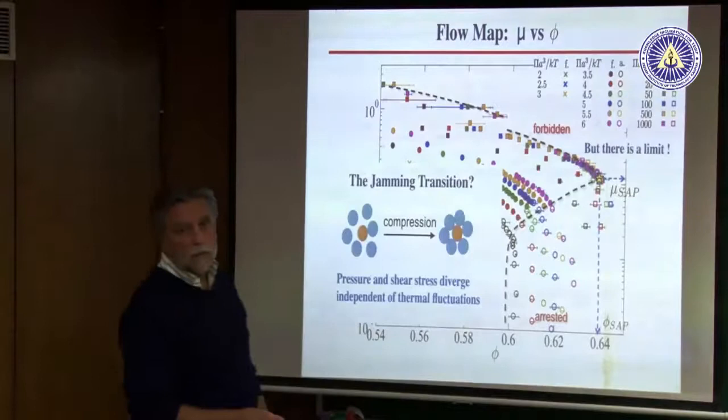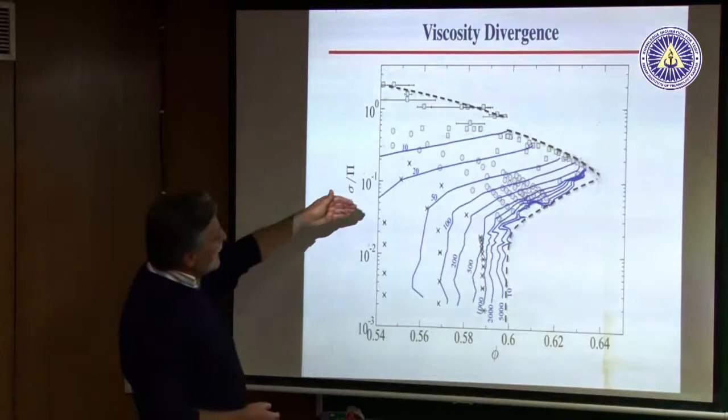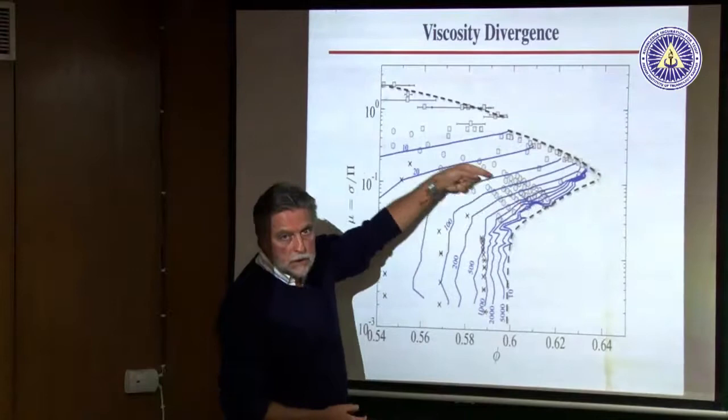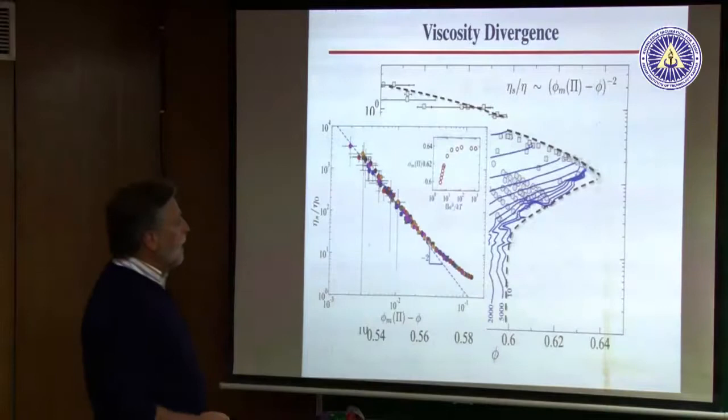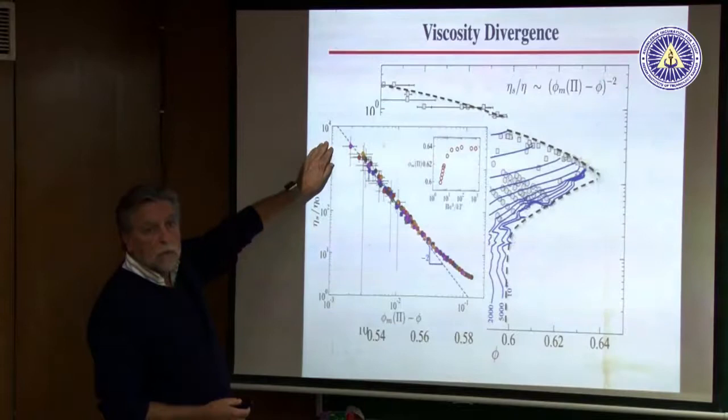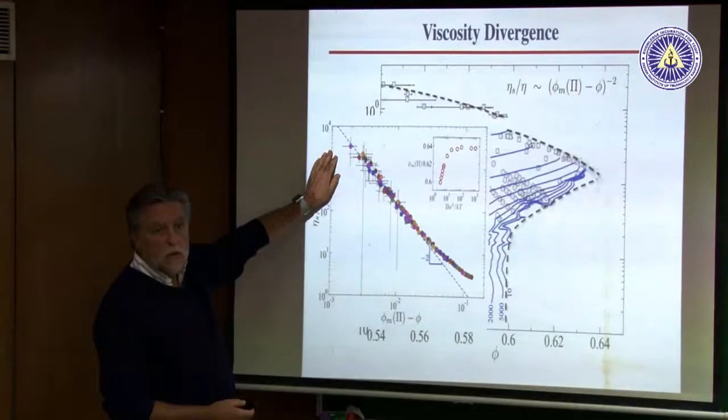The last thing I want to leave you with is back to the viscosity divergence. The way we do this calculation, simulation, we're going along contours of constant pressure. So we're approaching the mountain in this direction here. And when you do that, everybody diverges with an exponent of minus 2. No matter whether you are infinite stress, infinite Peclet number, or zero Peclet number, they're all the same. Brownian motion made no difference for how the viscosity diverges.